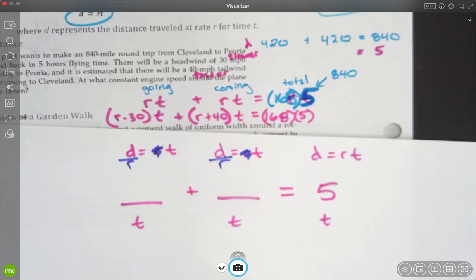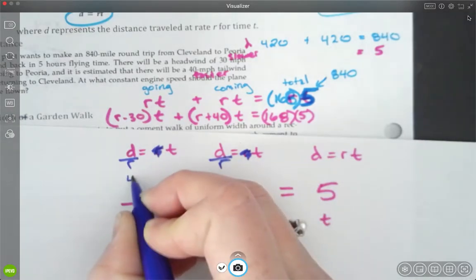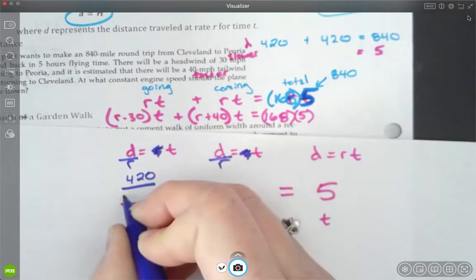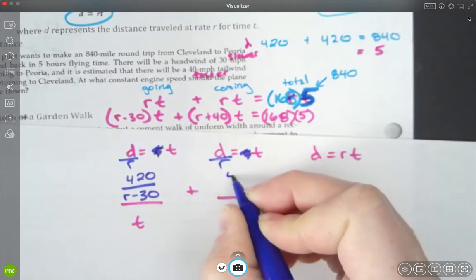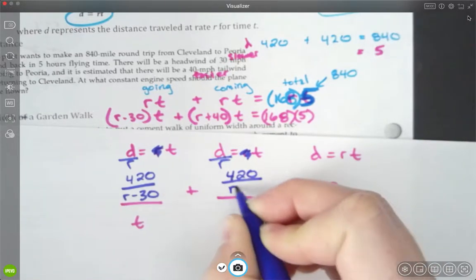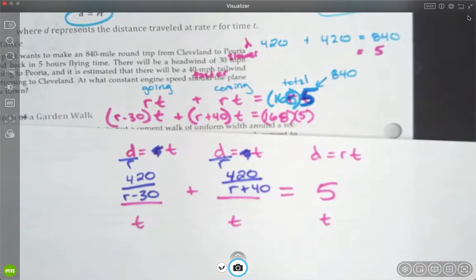So if I want to add the two times together and have it equal 5, let's do distance divided by rate on each one. We do know that this distance is 420. It has to be 420, the same going and coming back. 420 divided by r minus 30, and 420 divided by r plus 40 equals 5.